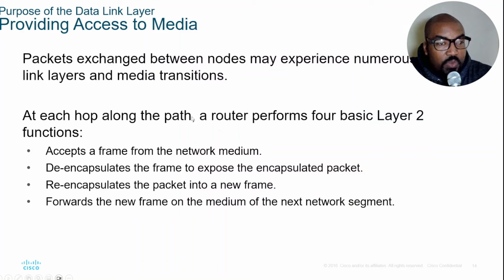Packets exchanged between nodes may experience numerous data link layers and media transitions. At each hop along the path, a router performs four basic Layer 2 functions: it accepts a frame from the network medium, de-encapsulates the frame to expose the encapsulated packet, re-encapsulates the packet into a new frame, and forwards the frame onto the medium to the next network segment.